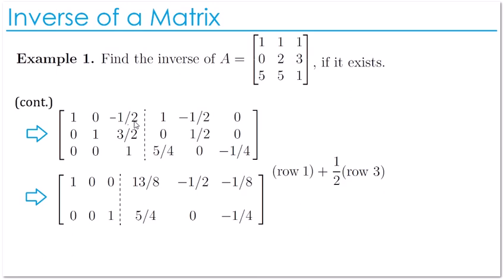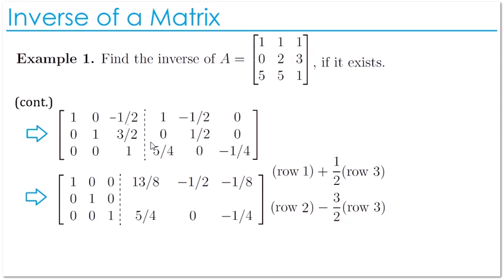For the second row, we want this 3 halves to be 0. So what we do is row 2 minus 3 halves of row 3. Multiply the row 3 by 3 halves. Both zeros here will still be 0. So just copy the 0 and 1 here. 0 and 1. Next is 3 halves minus 3 halves. We have 0.